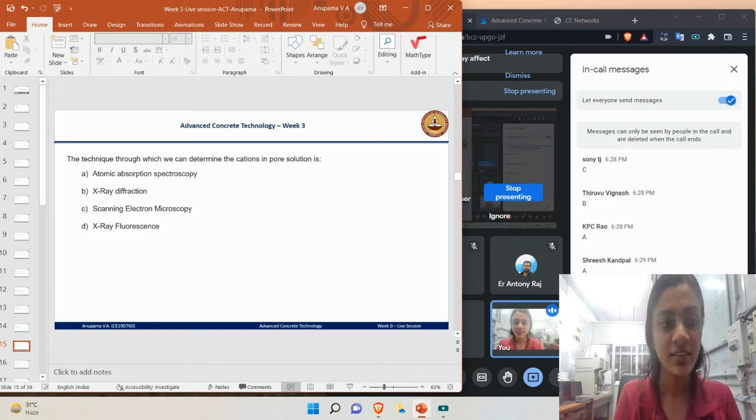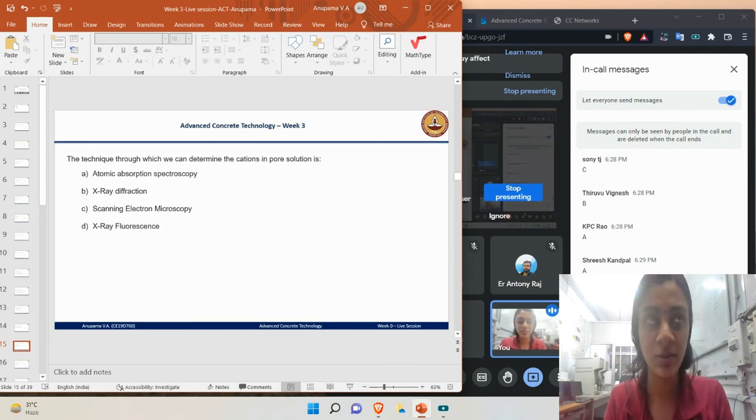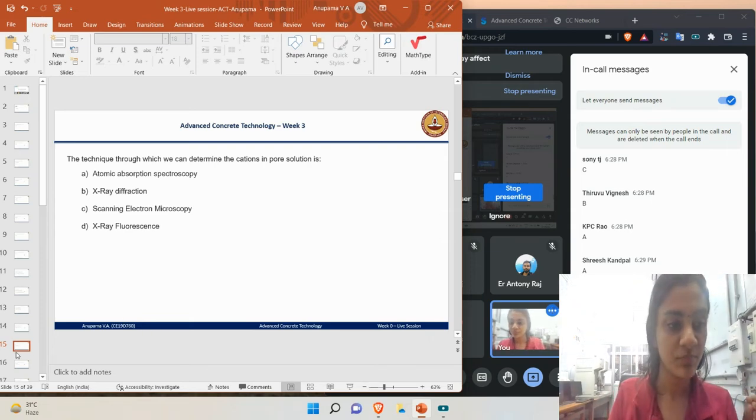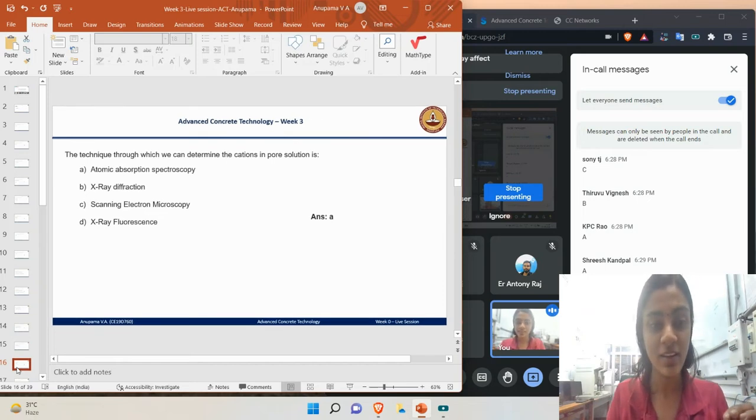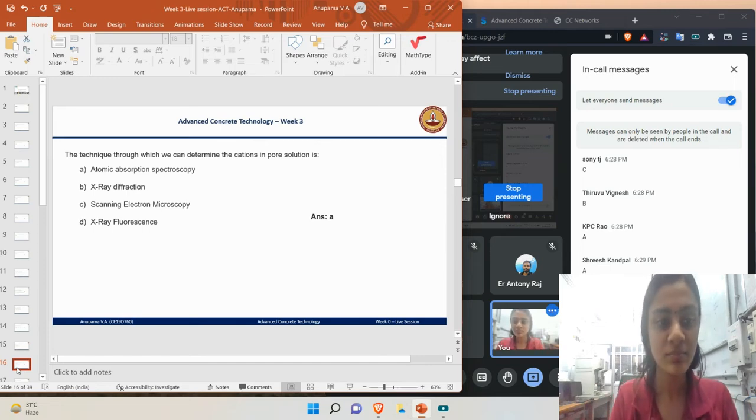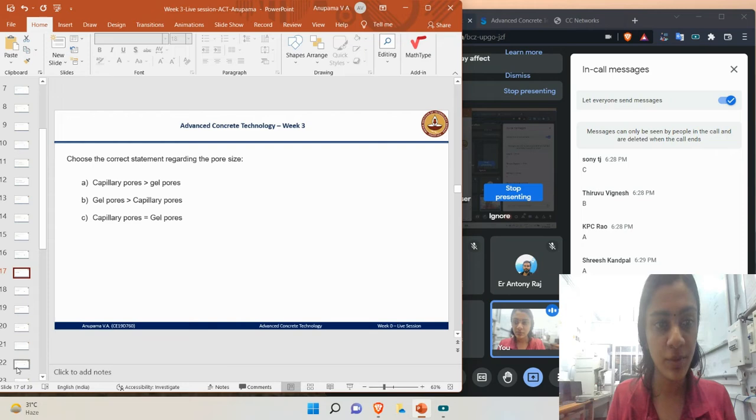You'll learn this technique in detail either in this course or in the characterization of construction materials course. So the particular technique through which we can determine the cations in pore solution is atomic absorption spectroscopy, which is option A. I hope that is clear, or why B, C, and D are not the correct answers. At least that I think you are okay with. Moving on to the next question.